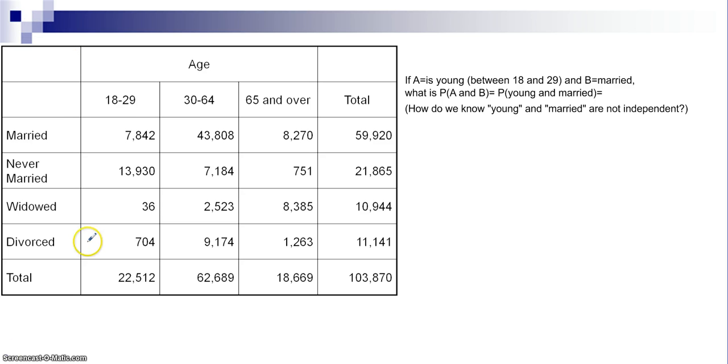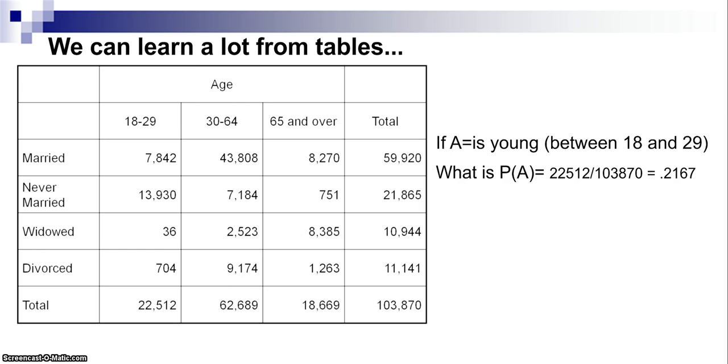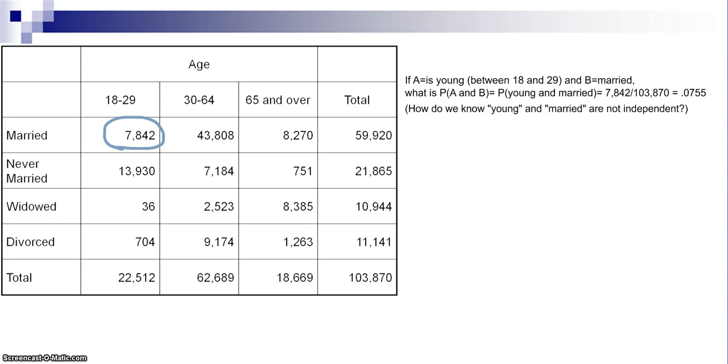Okay, going back to the table, we look at the probability of being young and married. Here's young and married. So we would have the fraction 7,842 over 103,870. Okay, and that's going to give us the decimal 0.0755. So let's take this number as well as the probability from here and here to determine if we are independent.